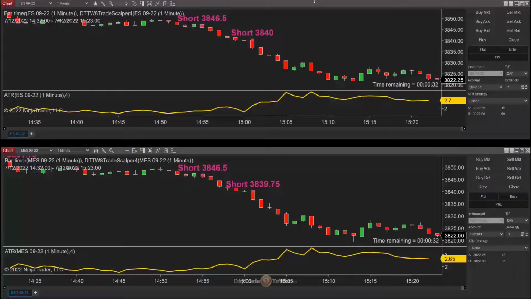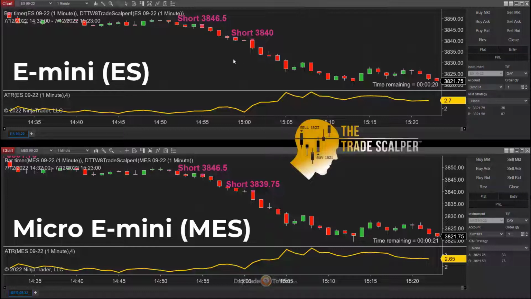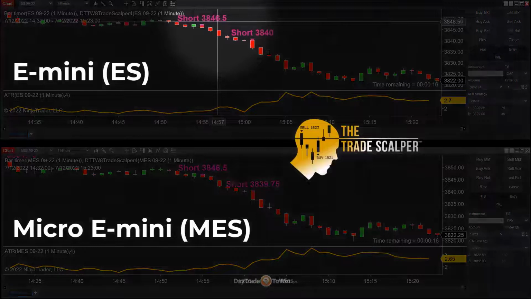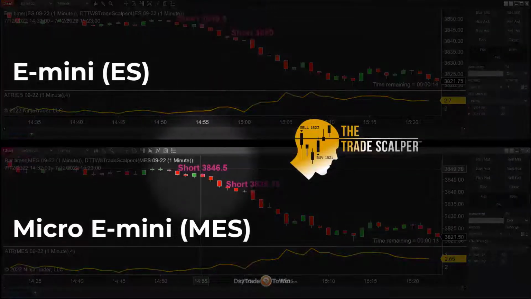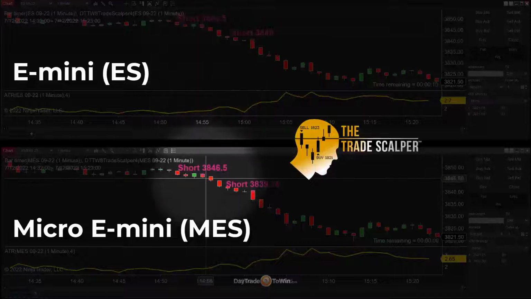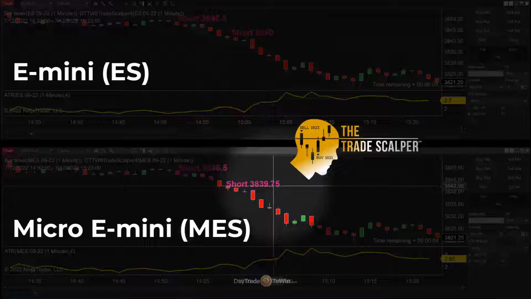Here we have two charts, the regular E-mini on the top and the micro E-mini on the bottom. You will see that both of the charts are pretty much identical. Even the signals are the same from the DayTradeToWin Trade Scalper system. For example, you have a 3846.5 signal to go short. That means sell the market about here and about here, lining up perfectly, but a small discrepancy here in terms of just one tick or 0.25.